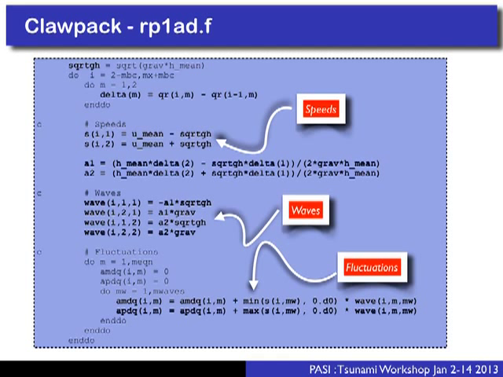Here's wave 1 and wave 2, but basically this is just alpha 1 times eigenvector 1, and this is alpha 2 times eigenvector 2. Remember, the components of the eigenvector were minus square root of gh and gravity, and plus square root of gh and gravity. And then the fluctuations are just the sum of these things. Here's the minimum speed times a wave for the minus fluctuations and a positive speed times the positive part of the speed for the positive fluctuations. So this is essentially it.